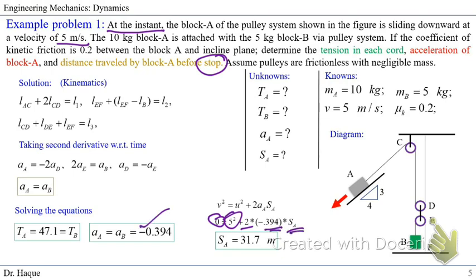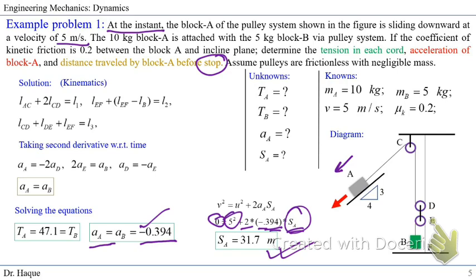And what is the distance traveled by block A? One thing we found: the acceleration is negative, meaning block A is moving downward but it's stopping, so it's decelerating. If you had positive acceleration it would never stop, so it makes sense. So we put in negative 0.394 to find SA, the distance traveled by block A before it comes to a complete stop, and we found it is 31.7 meters.